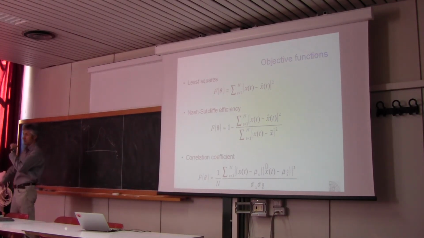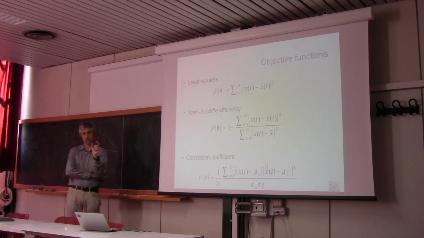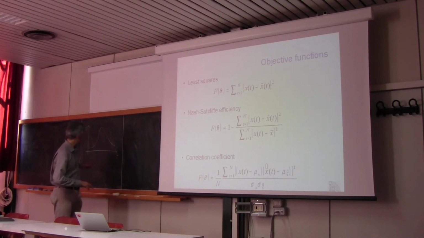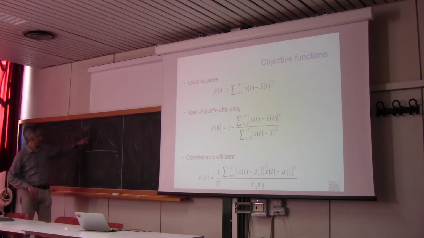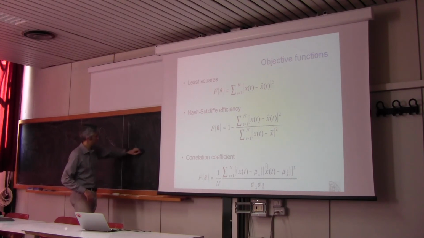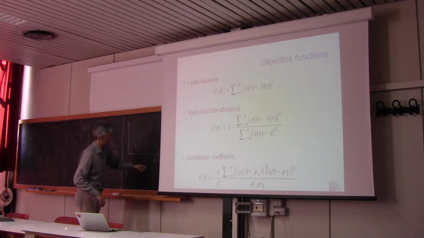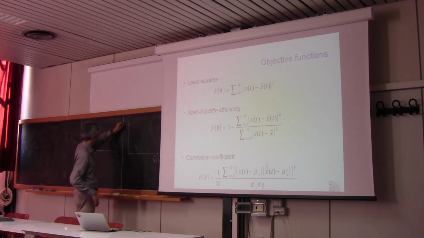Just to give you some information, the Nash efficiency takes a value that is very close to the R square of the linear regression. Meaning that if you perform a linear regression of observed versus simulated values, so here you see, instead of depicting the hydrograph in this way, you could depict the hydrograph in this way. Put x hat t here and x t here.